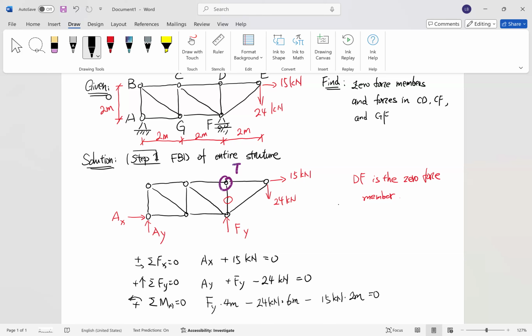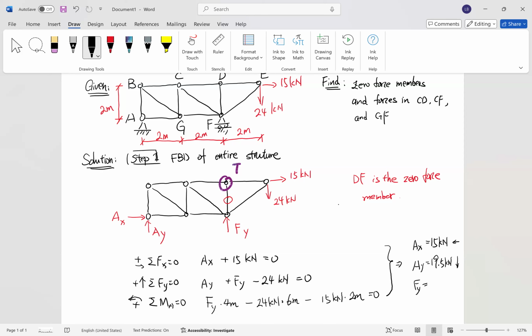Now we already have the 3 equations here, and by solving them, we will have AX. It is 15 kilonewton, but it is going towards the left. If you directly solve that, you will see that it is negative, and negative means the direction is going towards the left. For AY, it is also negative, sorry, it is 19.5 kilonewton. Since it is negative, it will be going down. And we are also going to have FY here.